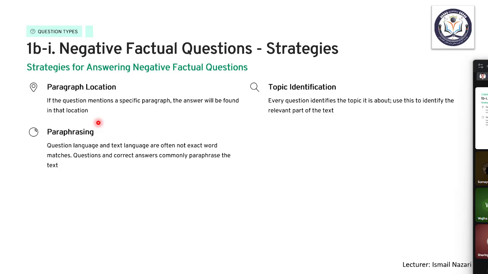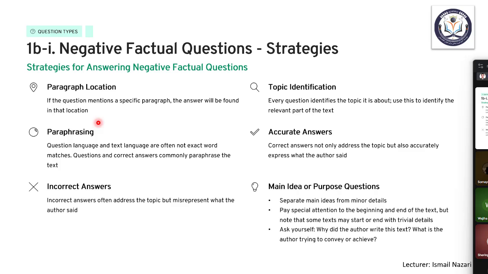So there are the questions that the answer choices, right? The answer choices that would, for example, copy or would incorrectly tell the idea, misrepresent the information. So questions and correct answers commonly paraphrase the text, their stated information, for factual question, but for negative factual questions, they would be the wrong choice. Again, we have to check out the accurate choices, incorrect choices, and the main idea and the purpose, which was similar to what we had in factual questions.